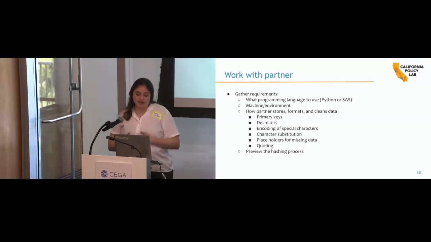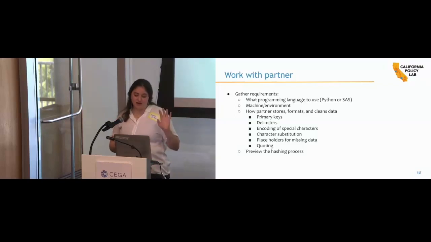The next one is ask the partners how they're storing, formatting, and cleaning data. So things you want to know are primary keys, is the PII distributed across multiple CSVs or whatever format they're storing their data? What are the delimiters? Are they encoding the special characters in any particular way? This has been, believe it or not, a major issue with trying to hash with different partners.